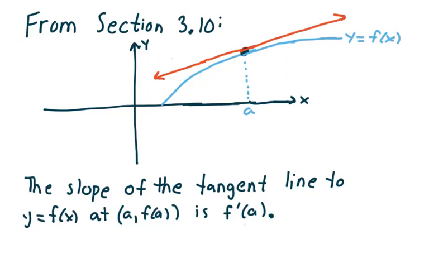This is a video from section 3.10. Suppose we're given y equals f of x, and what I want to do is find the equation of the tangent line to y equals f of x at the point a, f of a. Now, the slope of the tangent line to y equals f of x at a, f of a is given by f prime of a, right here.